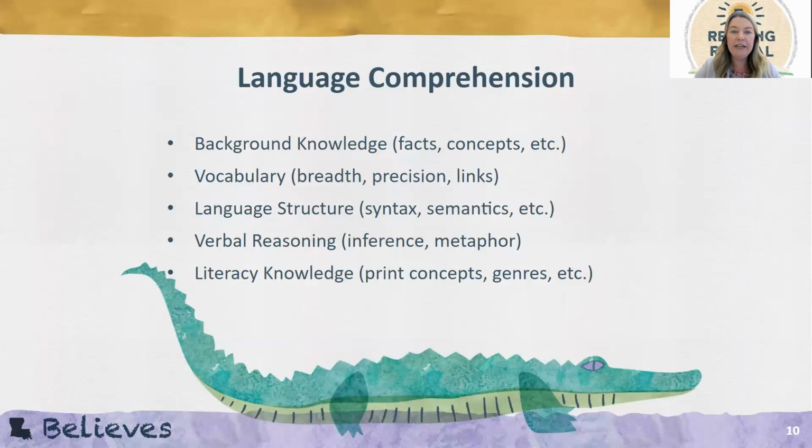So the language comprehension strand consists of 5 main areas. Background knowledge is facts and concepts, and this lives in all of the content areas that we studied about.